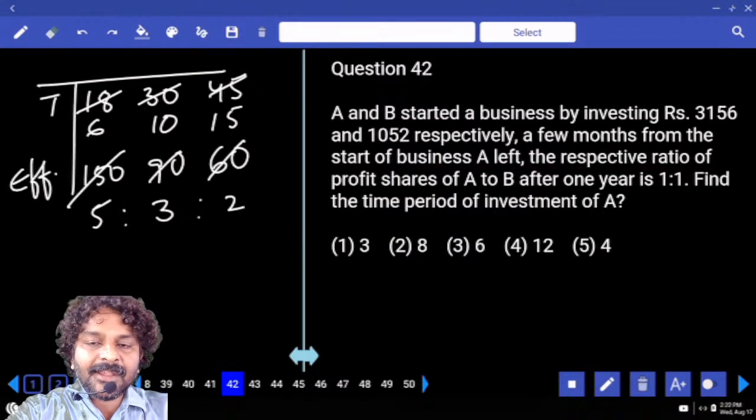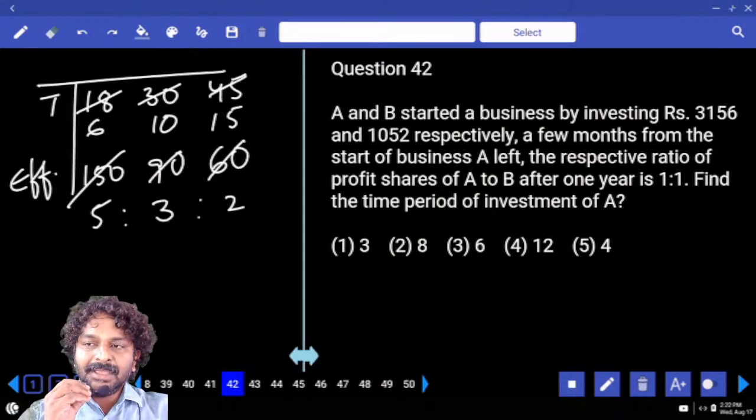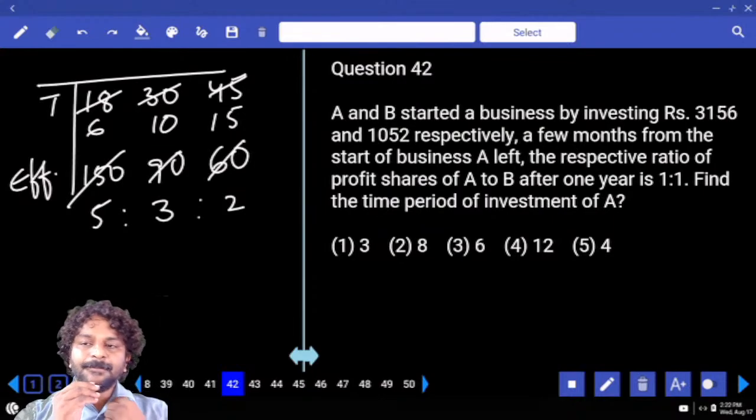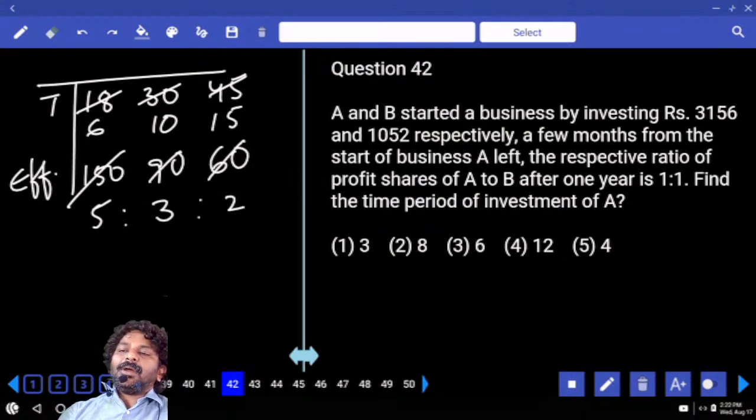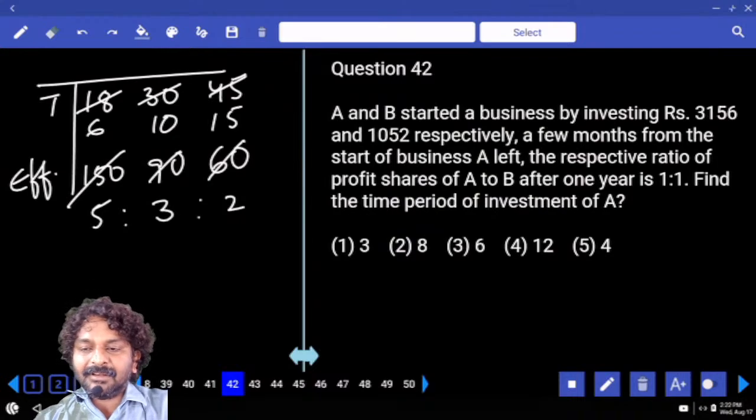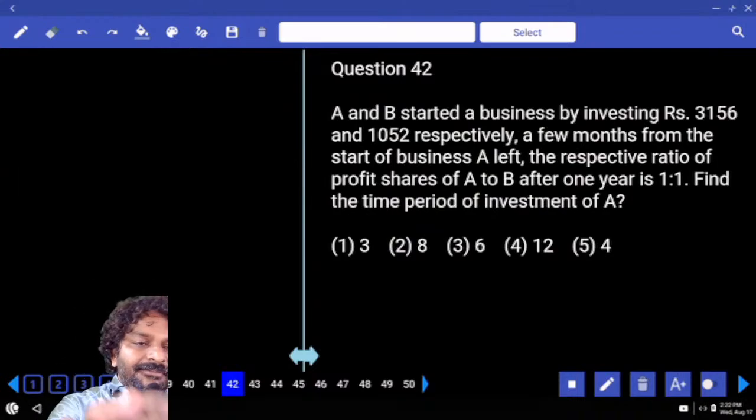Next, A and B started a business by investing 1356 and 1052 respectively. A few months from the start of the business, A left. The respective ratio of profit share of A and B after 1 year is 1:1. Find the time period for which A invested.